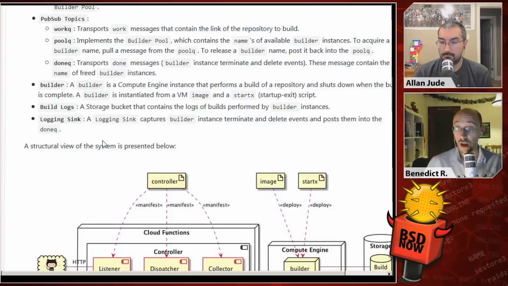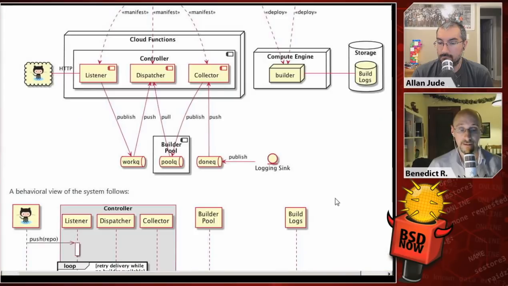And of course, build logs. You want to know what happened during the build. Are there any error messages? A storage bucket that contains the logs of builds performed by builder instances, as well as a logging sink. A logging sink captures builder instance terminate and delete events and posts them into the done queue, because you want to know, did this actually run through to the end? And of course, you want to monitor that log. Bugs are also a part of the article here.